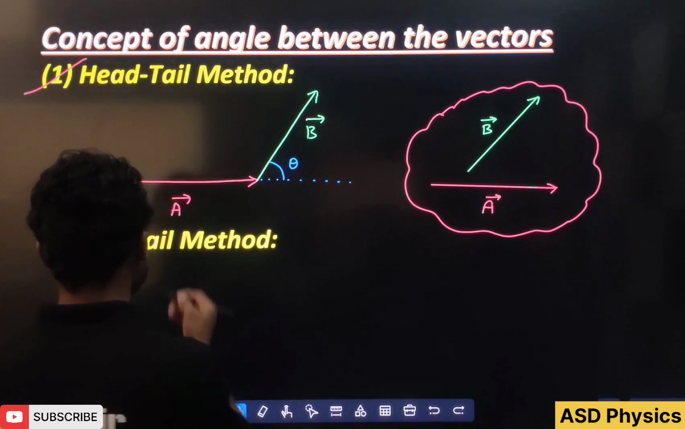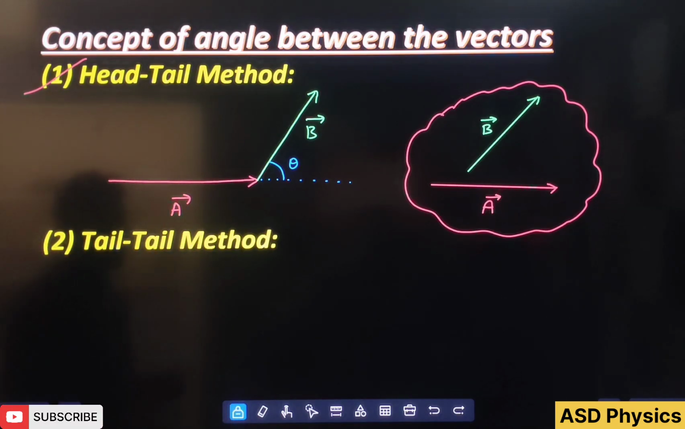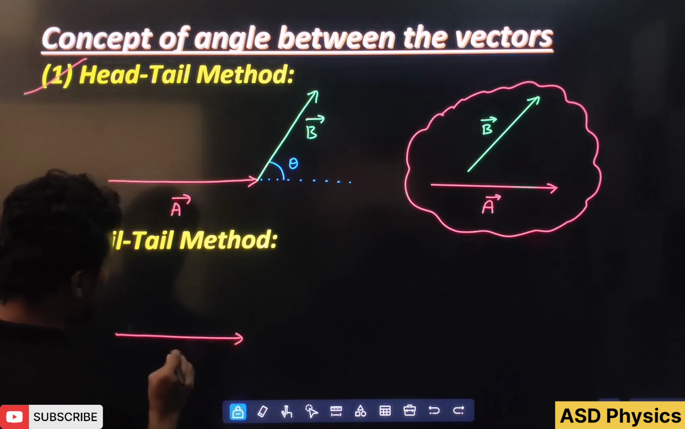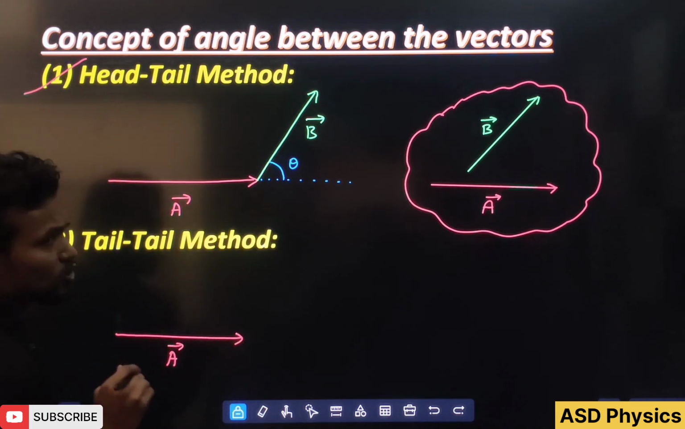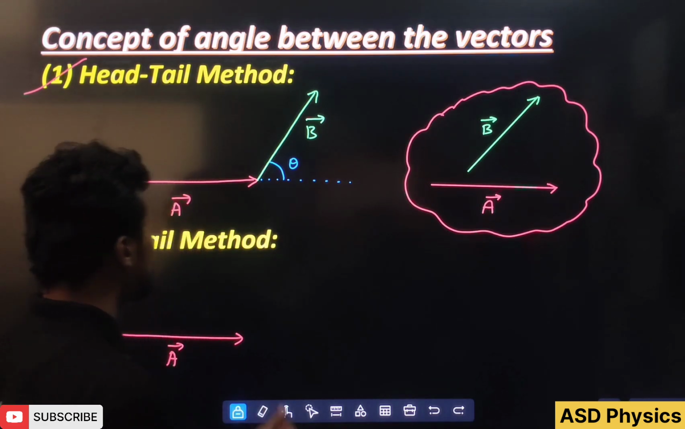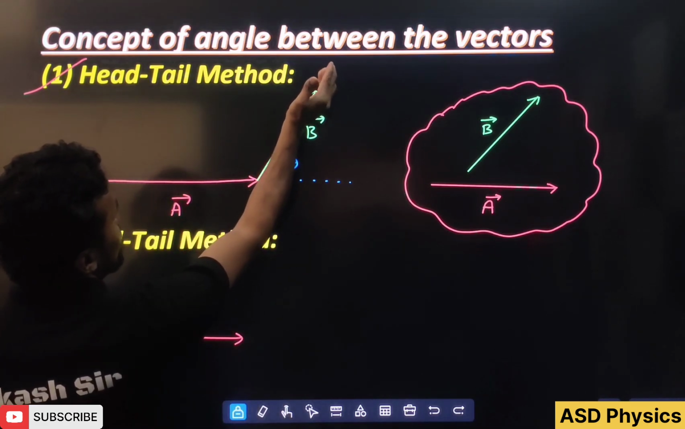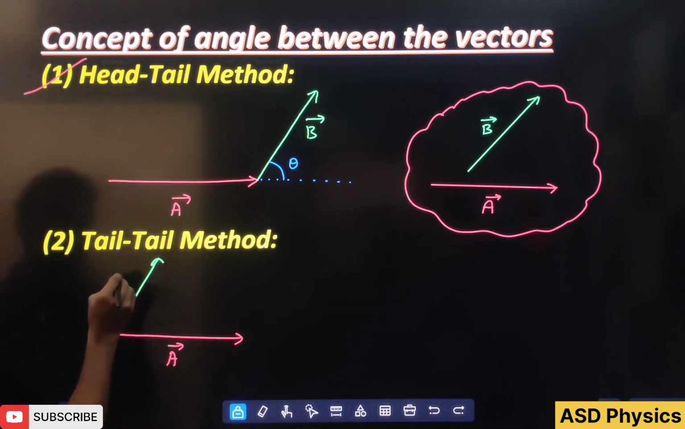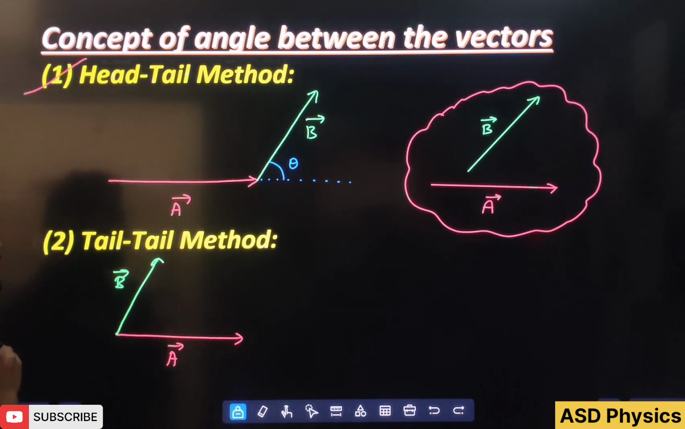Similarly, after that, if I see the tail to tail method, in the tail to tail method, only a little basic translation of vectors will happen. Translation of the vectors means when we are shifting the vectors. What I will do here is this vector B, instead of drawing from here, I will draw from the tail of the vector here. That is called the translation of the vectors. Like this here. Now this is the vector B here.